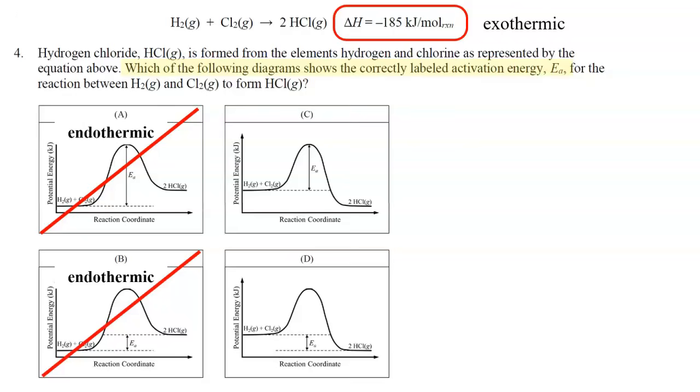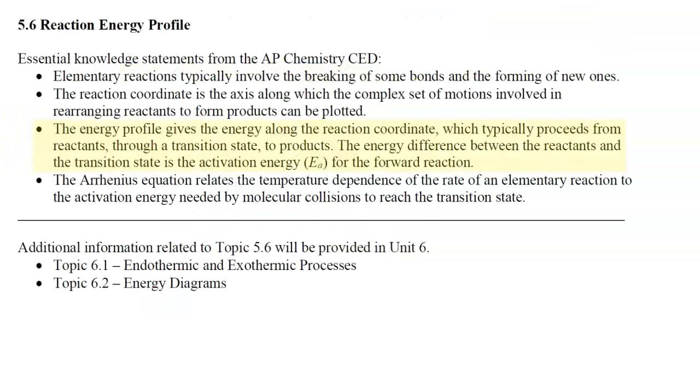Now, how do we label correctly the activation energy? Well, this does fall under topic 5.6, reaction energy profile. The energy profile gives the energy along the reaction coordinate, which typically proceeds from reactants through a transition state to products. And the energy difference between the reactants and the transition state is the activation energy for the forward reaction.